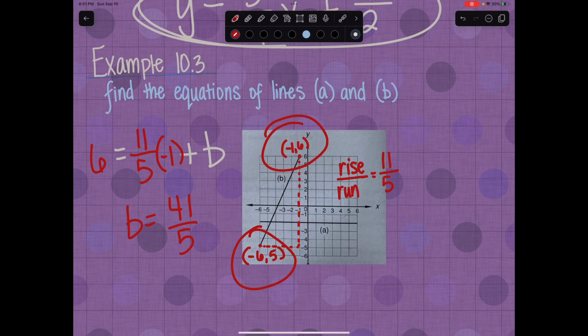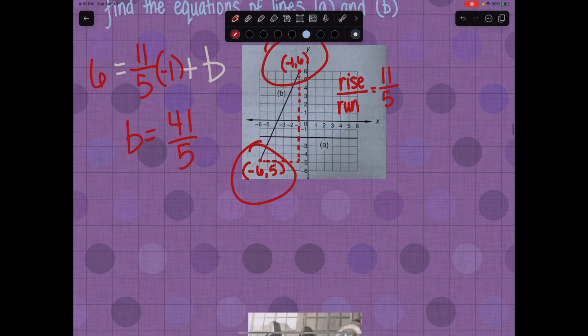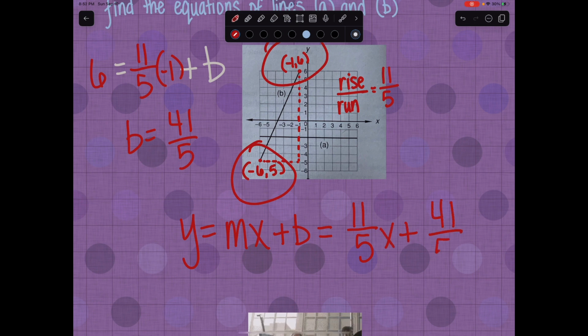And that's all that I need to know. I know the slope and I know the b, the y-intercept, right? So now I just write the equation and put in what I know. I think I'm going to let you finish it from there, but the answer is 11 over 5x plus 41 over 5.